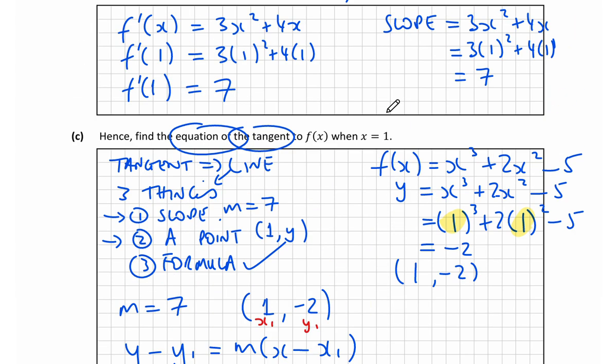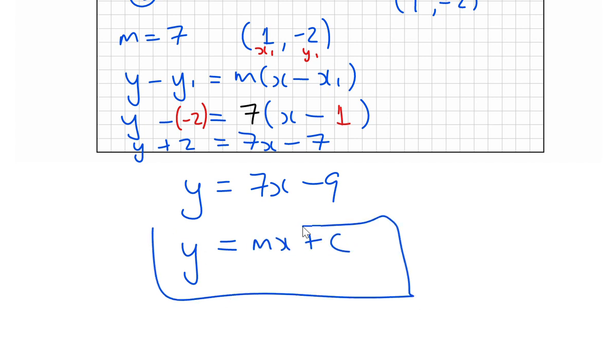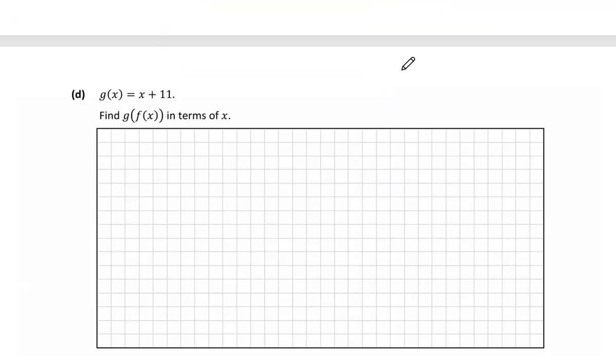7 times x minus 7. And we need to finish. It just says find the equation of the tangent. It doesn't say how we have to give it. So I'm going to give it in its easiest form. y is equal to 7x, take away 2, 7x minus 9. There's the easiest equation of the lot. y is equal to mx plus c. Question done.